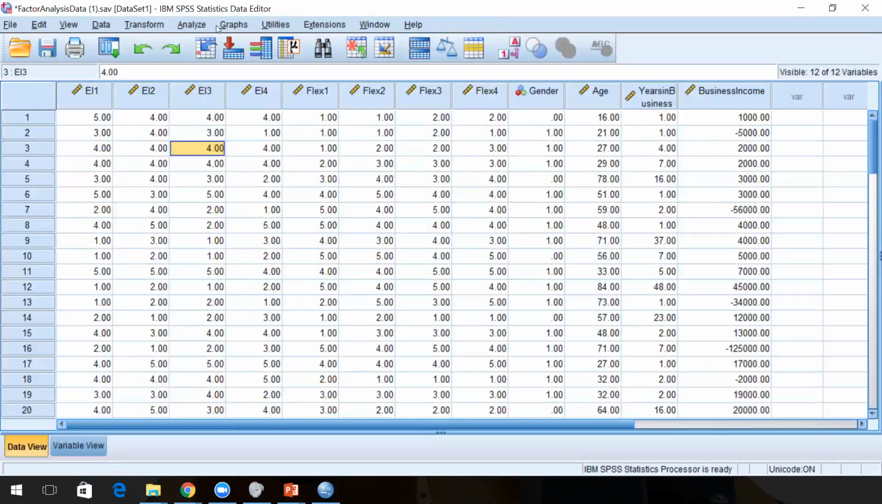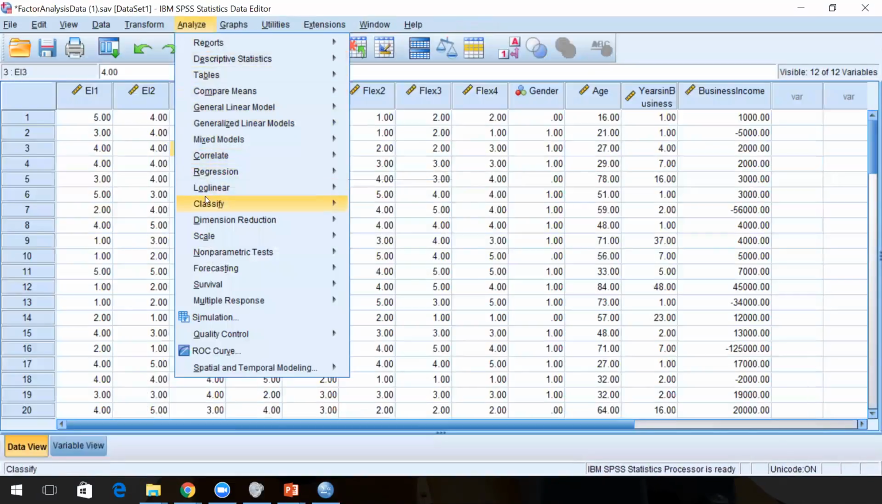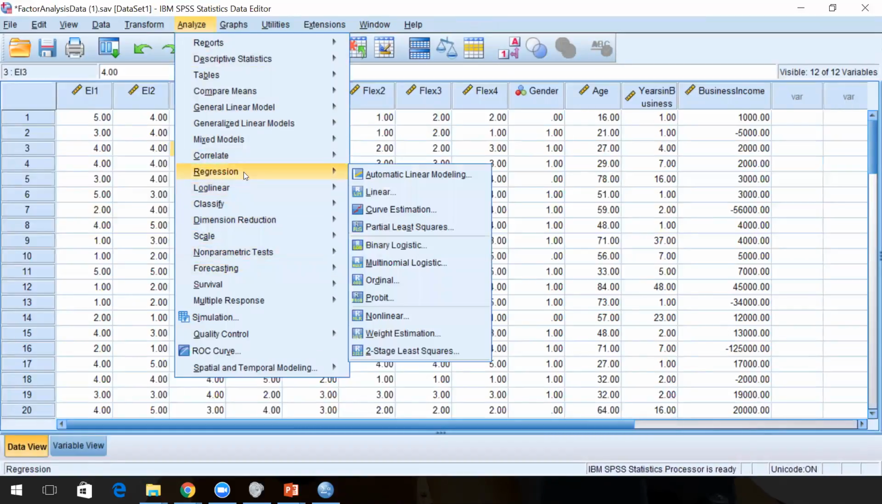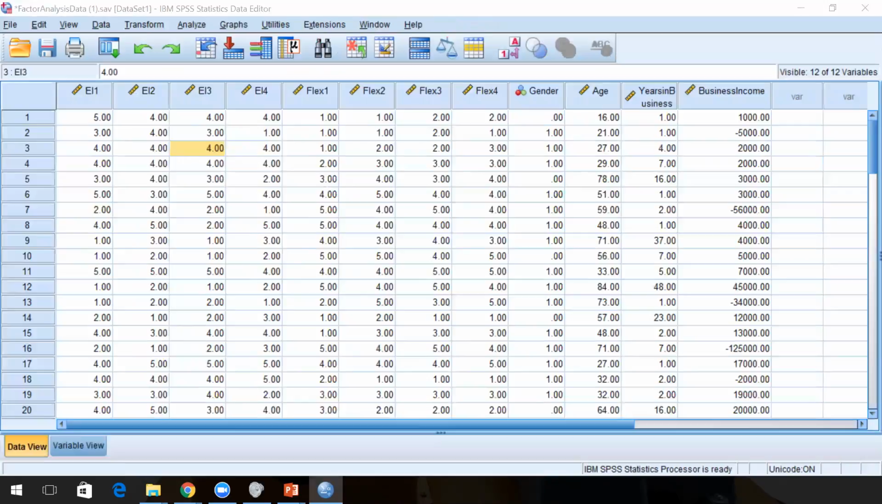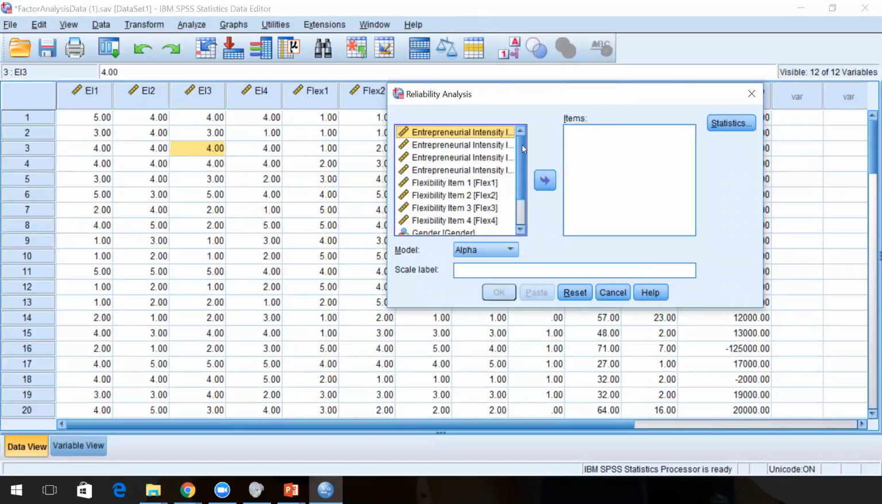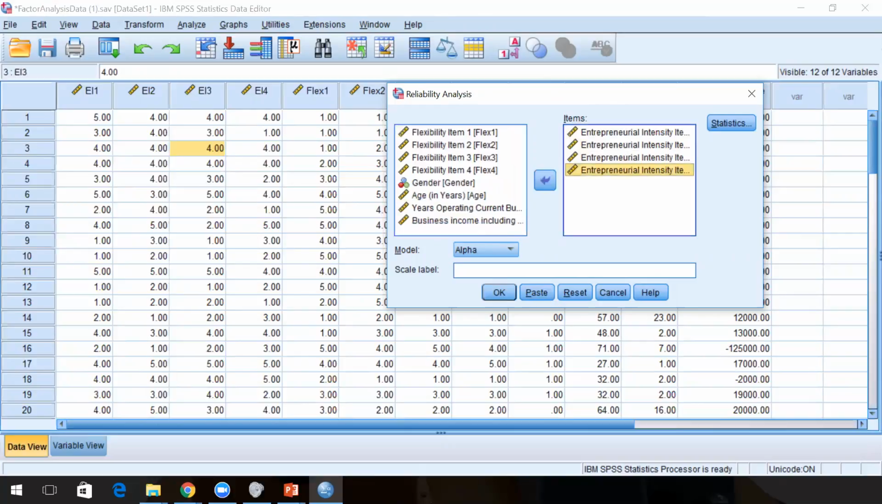One other thing that we often do before we go and combine these is actually do a reliability analysis, and that is under scale, reliability analysis. Now this is a little tricky. We have to do it individually for what we think each of our proposed measures. So we're going to do it first for our 4 entrepreneurial intensity questions. We want to find alpha. Alpha is just a measure of reliability.